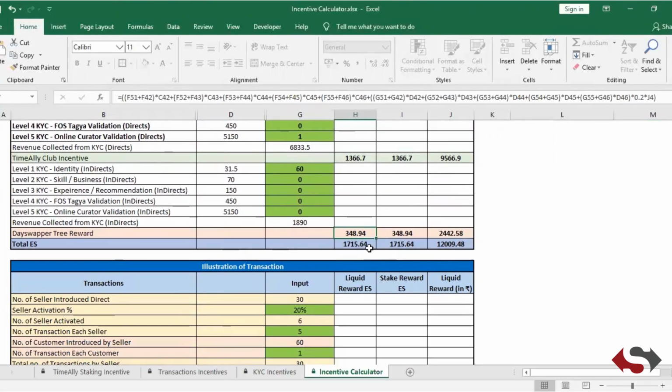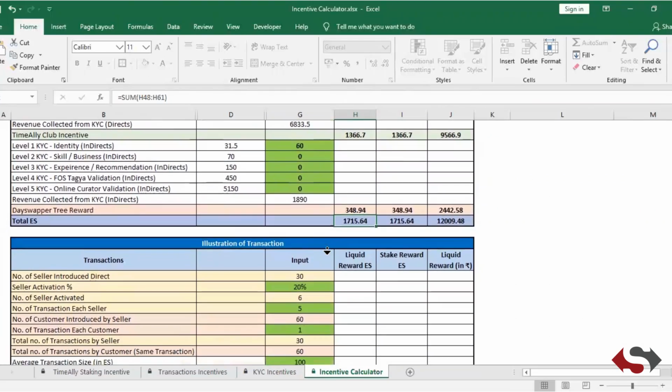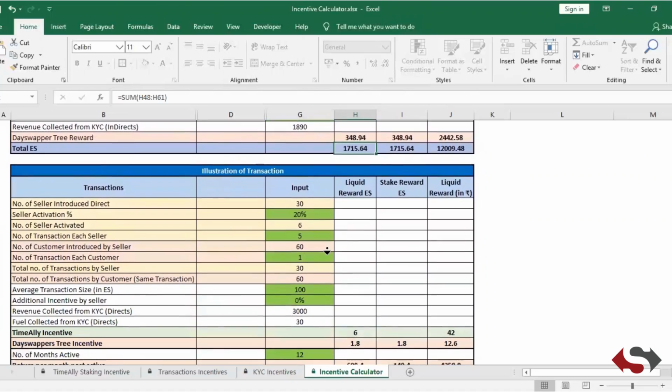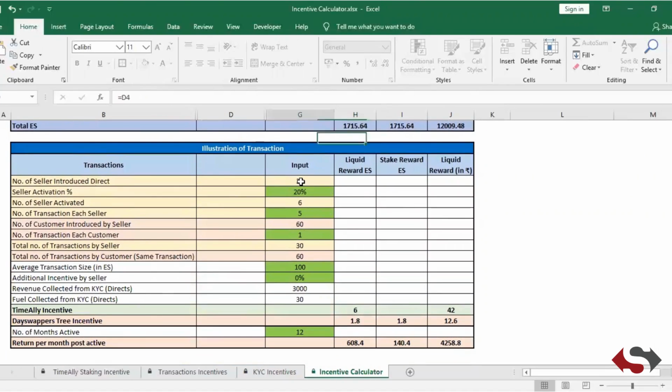So that's how in total I shall be getting around this much, and around 12,000 RSWAP in total. Moving on to the transactions, if I'm introducing transactions under my tree, as I said, I have many people who are listing their business.